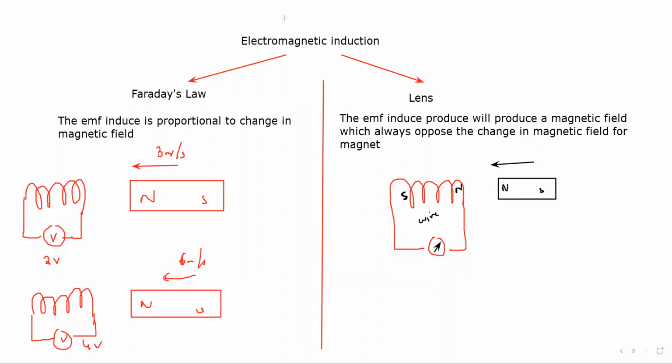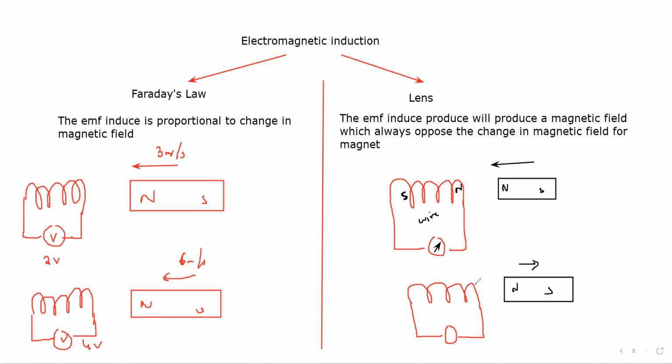But the opposite will happen if I have the same solenoid, I connect a zero center voltmeter, and this time I'm moving the same magnet away. So if I'm moving the magnet away, what is happening for the wire? What happened to the magnetic field? Is it increasing or decreasing for the wire? So this time the magnetic field is decreasing.